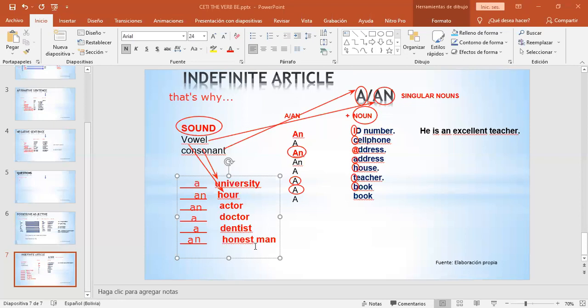Do you remember the song? Honestly, such a lovely... it says honestly, right? It doesn't say honest, no. It's honest. That's why I say you have to focus on the sound to use a. Up to now, many of you may have known that if it is a vowel, an, and if it is a consonant, a. But now we are in higher education and you know this better.